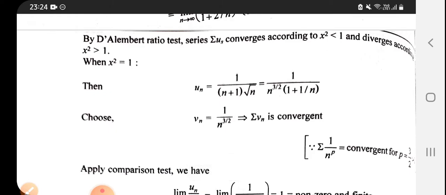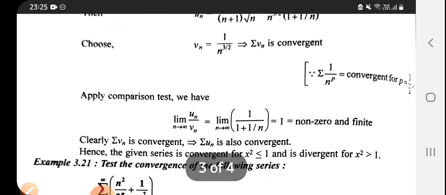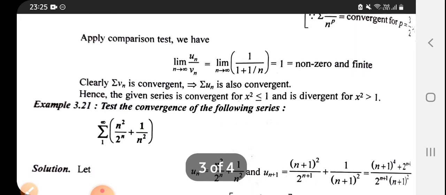That means Vn. The process of finding Vn is the highest power of the denominator, that is n to the power 3 by 2, and the power of n in the numerator, which is 1. This series converges, Vn converges, that's why un also converges. And limit n tending to infinity un upon Vn is a non-zero finite number. Vn and un converge, that's why the given series converges for x square less than or equal to 1, and diverges for x square greater than 1.